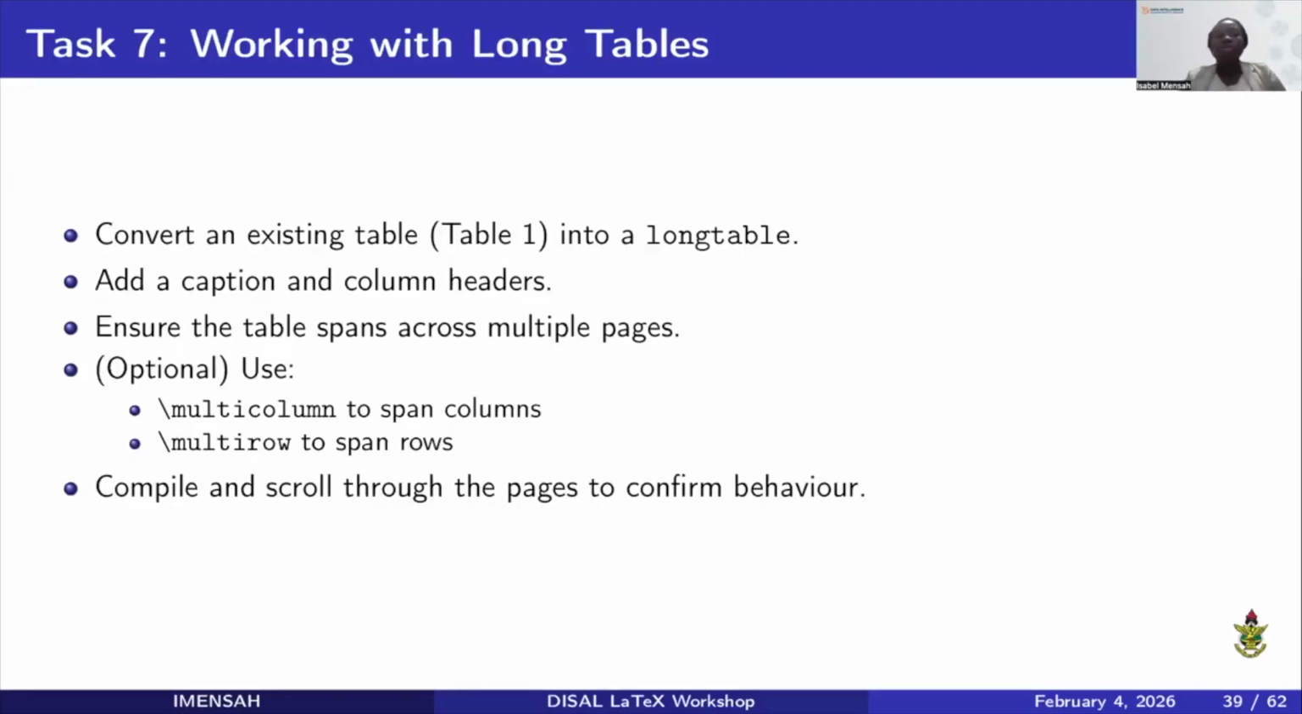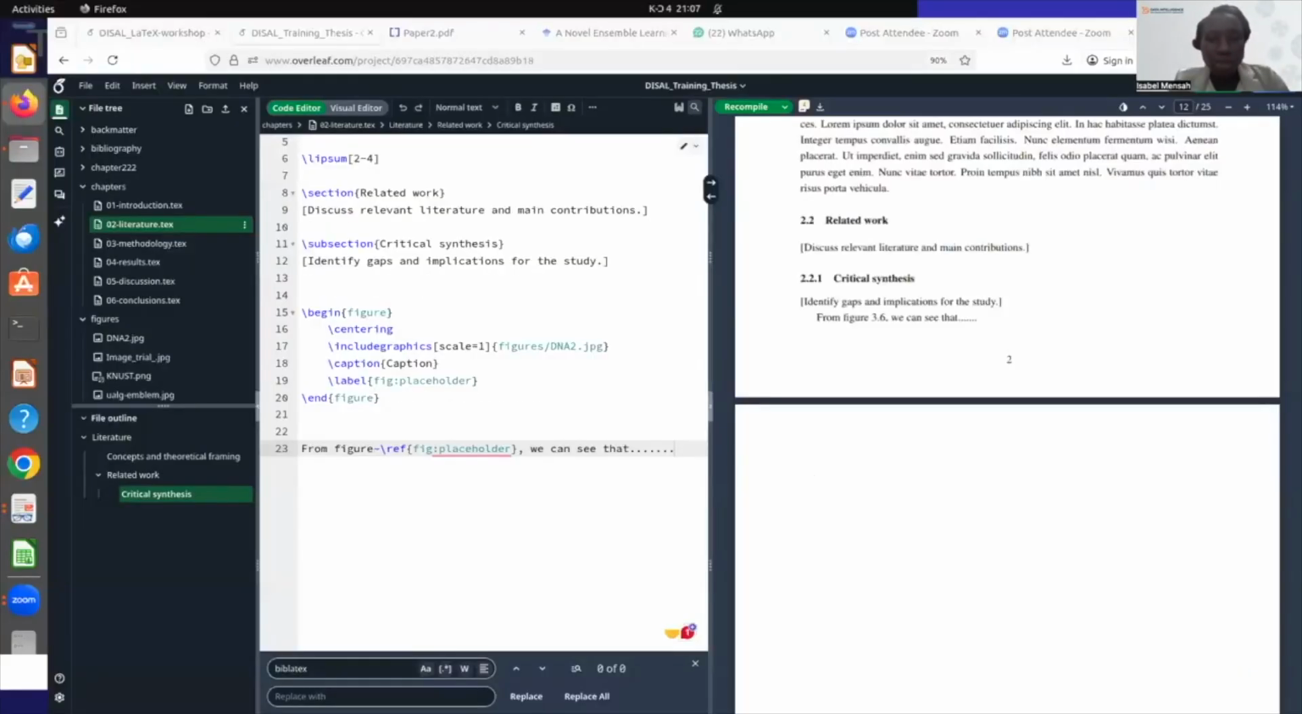All right. So the table one we created, if you have any table at all, what I want you to do is to just convert that existing table into a long table, a very long table. You can just copy and paste it multiple times. But I need you to define the environment, long table, so that it can span across the pages. So let's look at how we can do that.